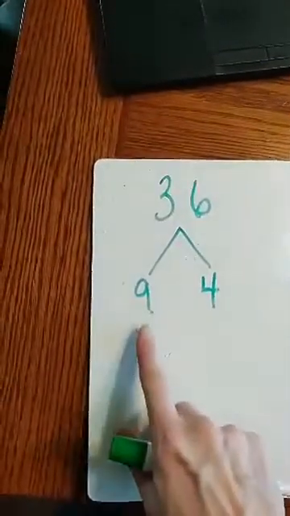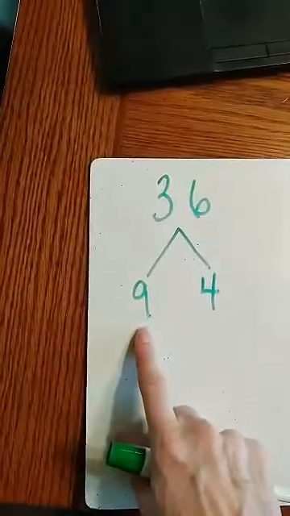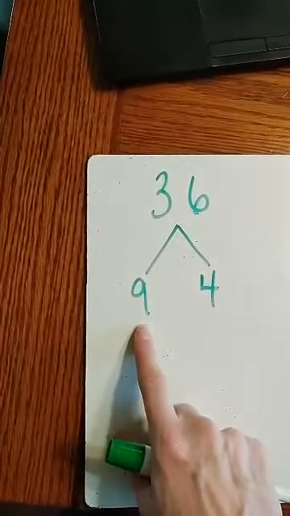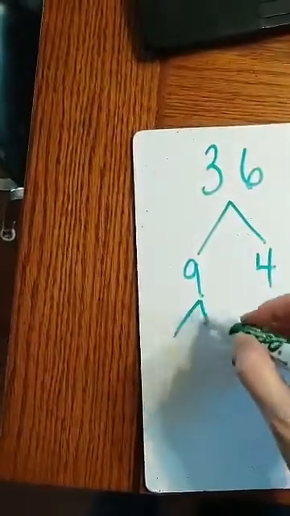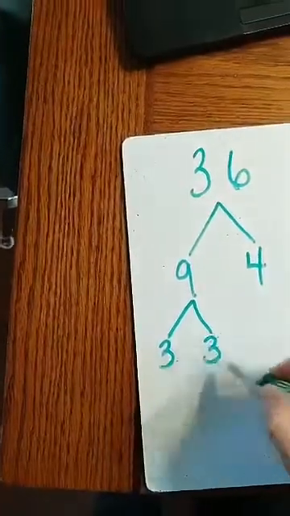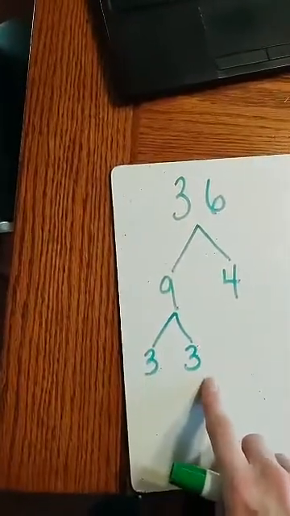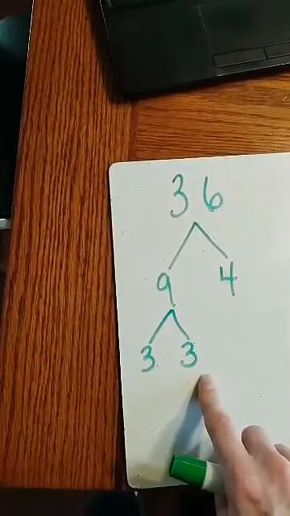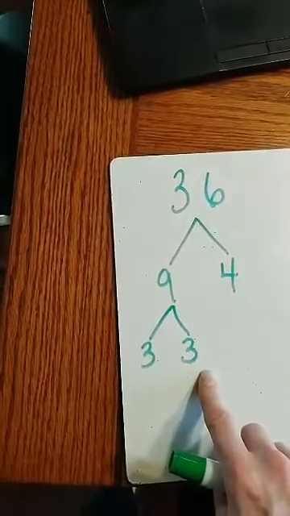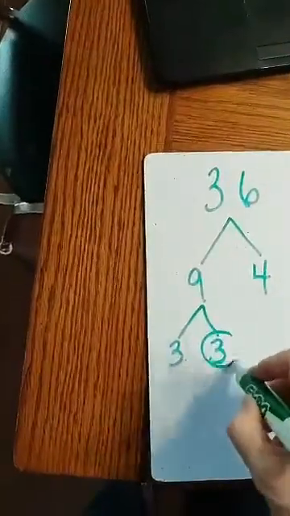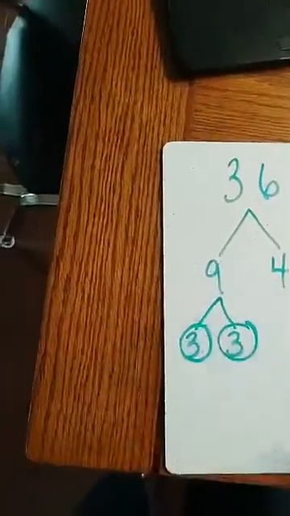Okay, is 9 prime? Is the only thing we can multiply to get it 1 times 9? You're right, it is not prime. We can take 3 times 3. And we say to ourselves, is 3 prime? Is the only thing we can multiply to get 3, 1 and 3? Yes, it is. So I'm going to circle those because I know they're primes. I'm to the bottom of the tree there.